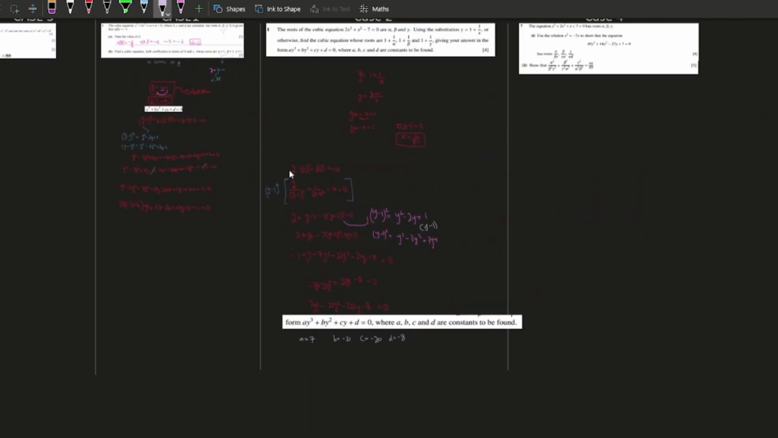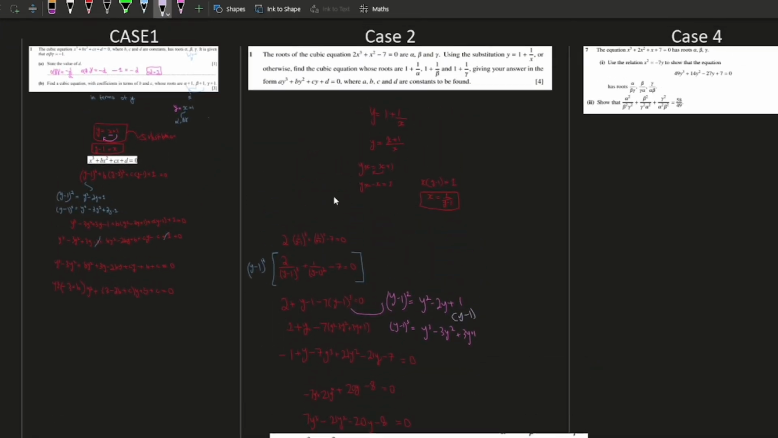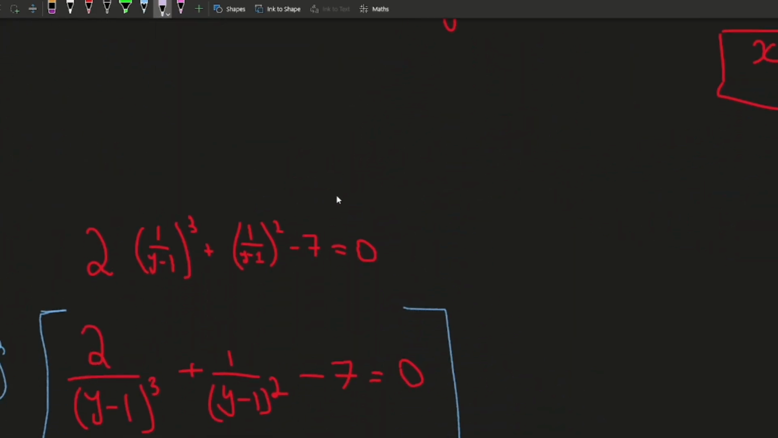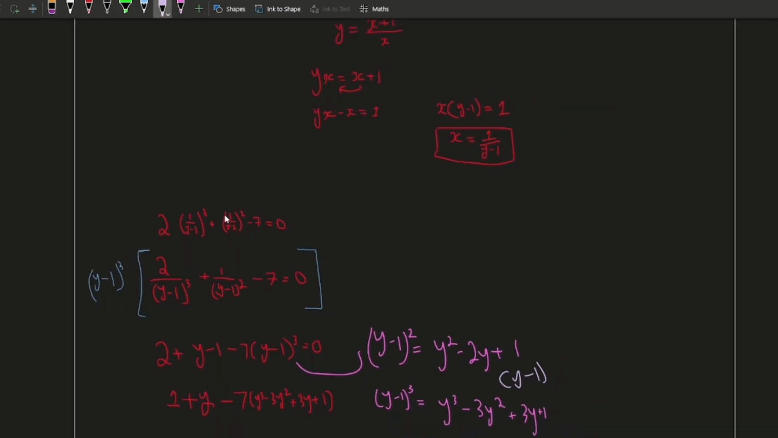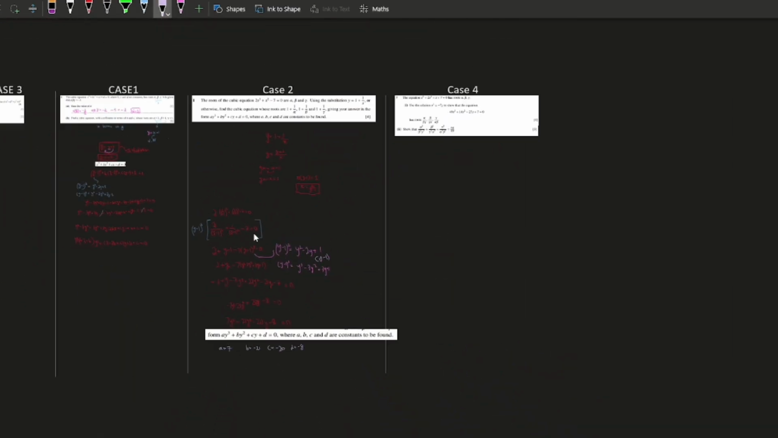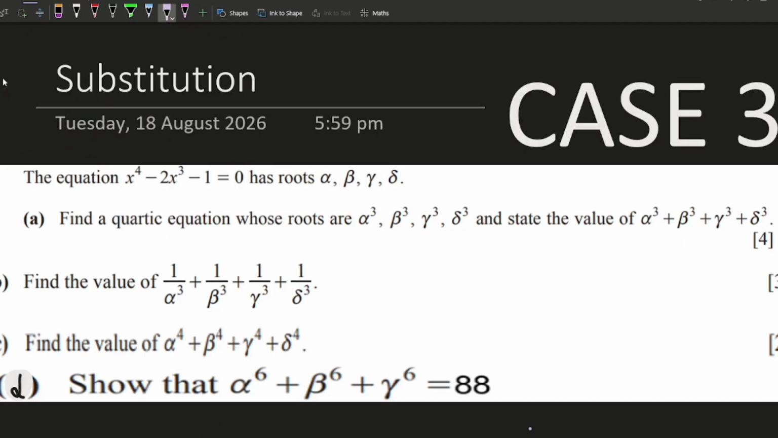Whenever we are dealing with fractions, we will always first try to eliminate them. Okay, so let's get started with case number 3. The equation x to the power 4 minus 2x to the power 3 minus 1 equals 0 and has roots alpha, beta, gamma, delta. Part A is asking us to find the quartic equation whose roots are alpha cube, beta cube, gamma cube, delta cube, and we have to state the value of the sum of cube of roots.